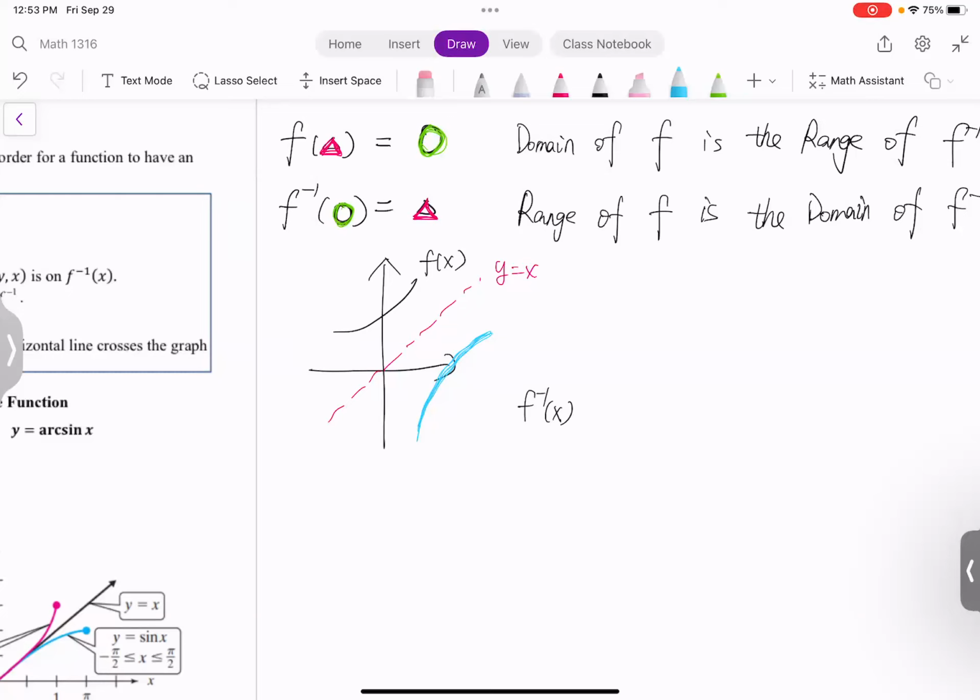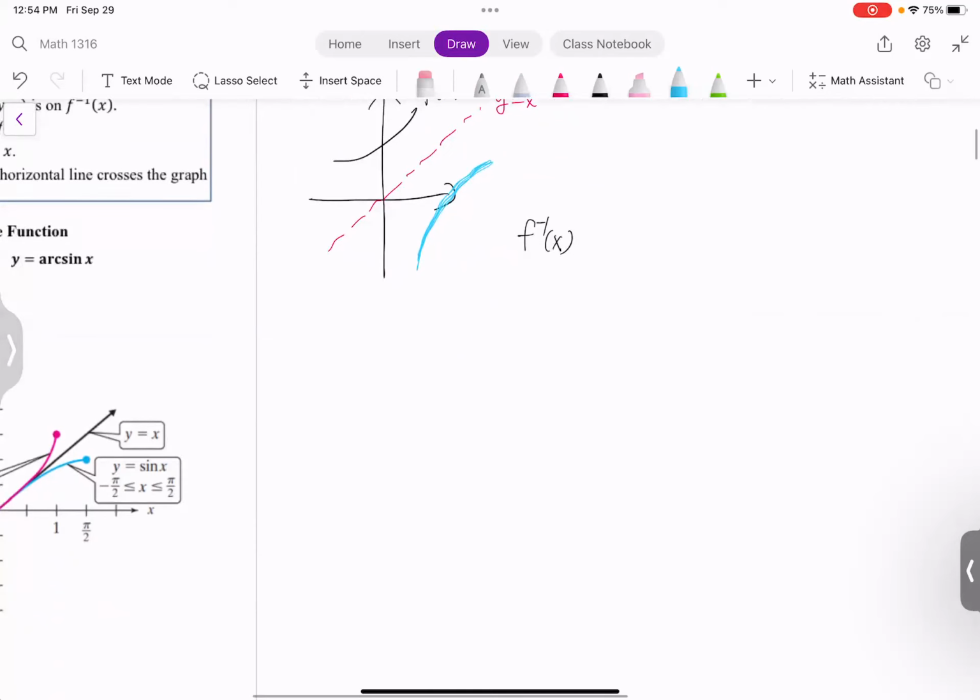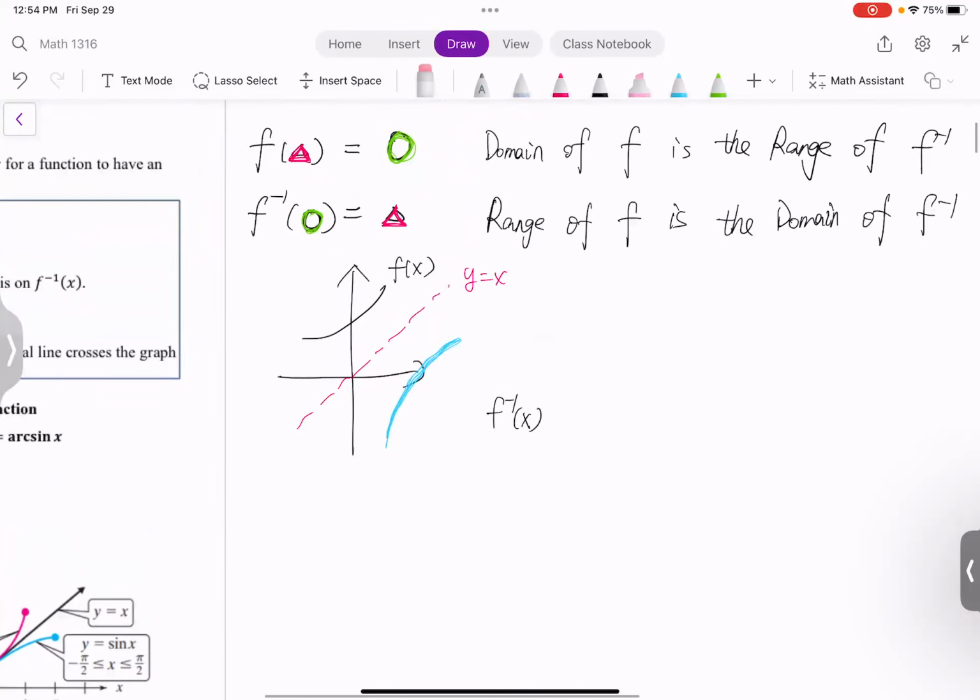And what else? Do all functions have an inverse function? No. The horizontal line test tells us if we have more than one intercept, there is no inverse. So if I have a function that looks like this, and I use the horizontal line test, I have more than one intercept. This one has no inverse function.